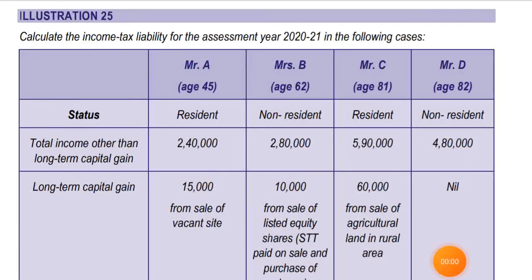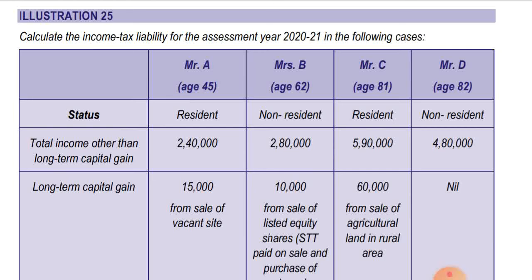Now let's start with illustration number 25. Calculate the income tax liability for the assessment year 2021 in the following cases. Mr. A, aged 45 years, he is a resident. Mr. B, aged 62 years, he is non-resident. Mr. C, aged 81 years, he is a resident, and Mr. D, aged 82 years, he is non-resident.